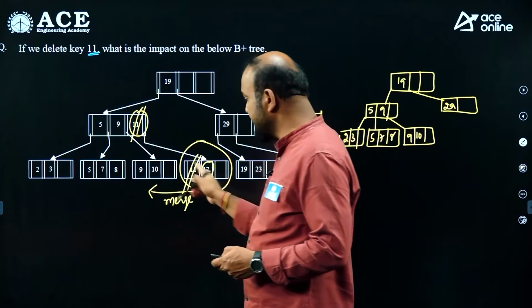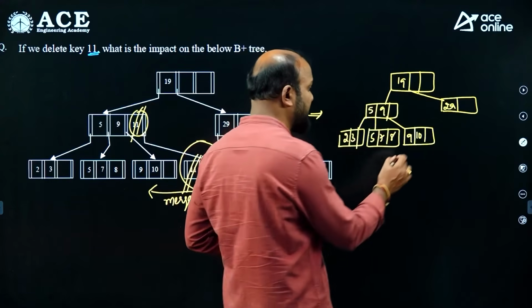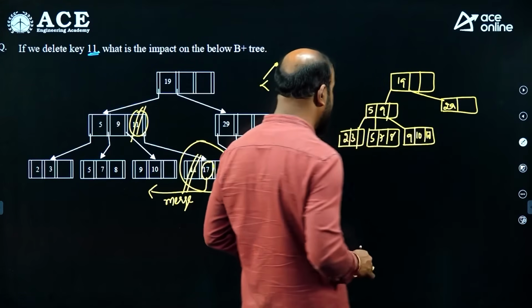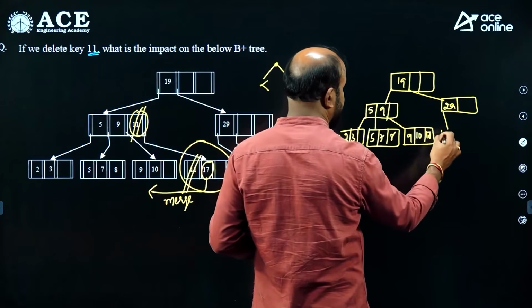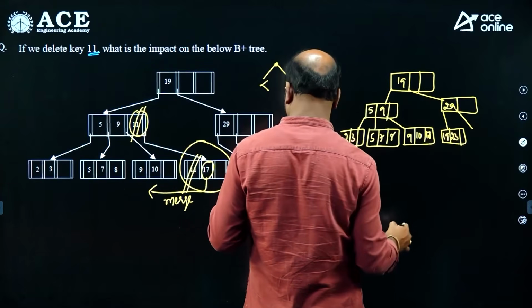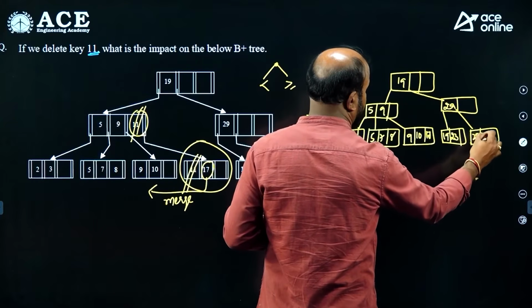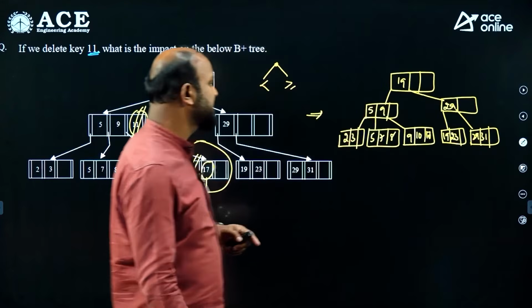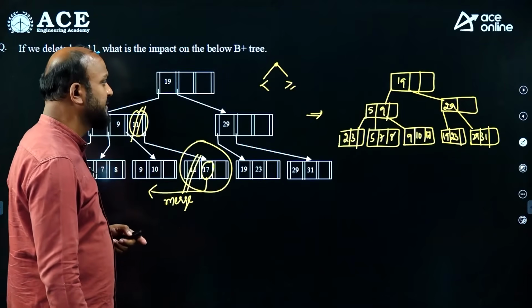Now 9, 10 is to be added with 17. It should be merged. So 9, 10 and 17. 29's left is 19, 23, and 29's right is 29 and 31. Okay, this is the resultant tree after deleting key 11 from the tree.